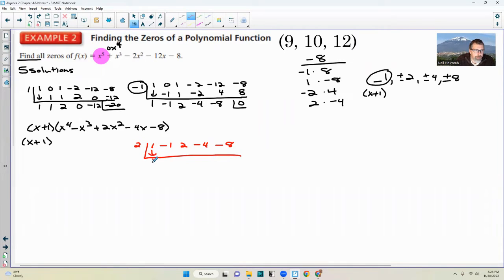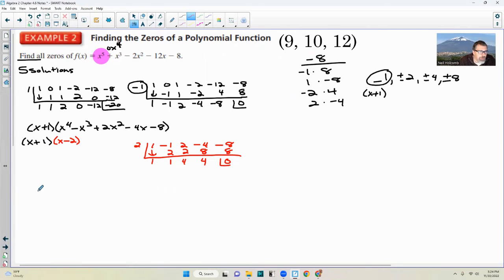Bring down the 1. 2 times 1 is 2. Negative 1 plus 2 is 1. 2 times 1 is 2. Okay, so then 2 plus 2 is 4. 4 times 2 is 8. Negative 4 plus 8 is 4. 2 times 4 is 8. Negative 8 plus 8 is 0. Woohoo! Now I know that x minus 2 is a factor.